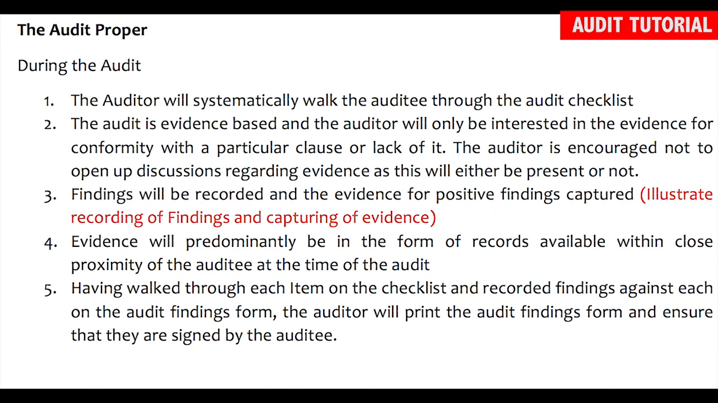And then, having walked the auditee through each item of the checklist and recorded findings against each in the audit finding forms, the auditor will print out the audit findings forms and ensure that the auditee has signed the form. So notice that at the bottom of the audit finding forms, there is provision for the name and signature of the auditee, and that should be ensured at the end of this particular phase.